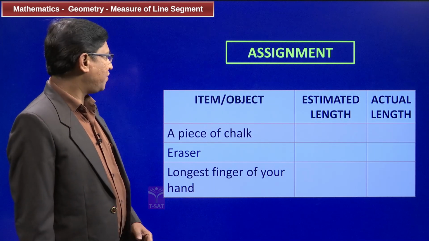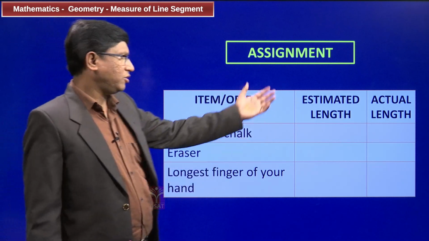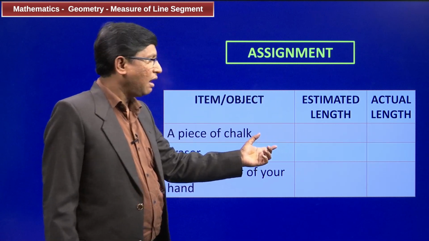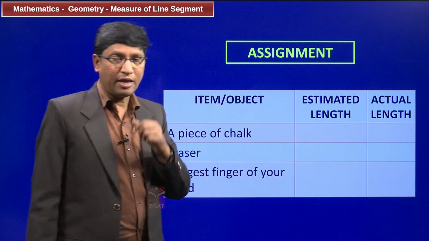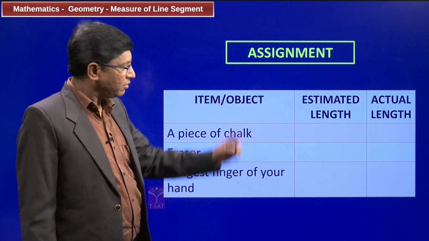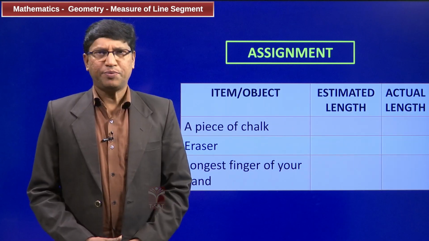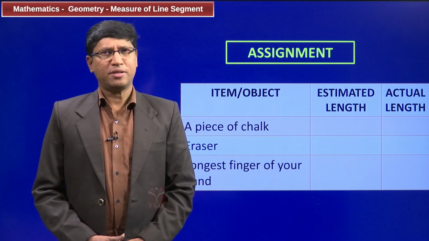So I just give an assignment for you. Take a chalk piece and first estimate what the length is and find the actual length using a ruler. Again, take an eraser, estimate the length, find out the actual length, and do the same for the longest finger. So with this we have come to the end of our mathematics class.